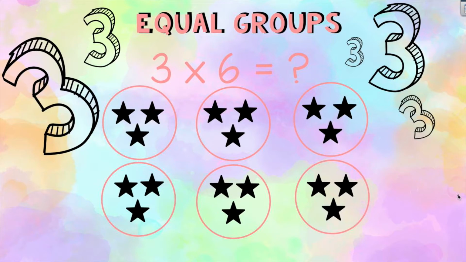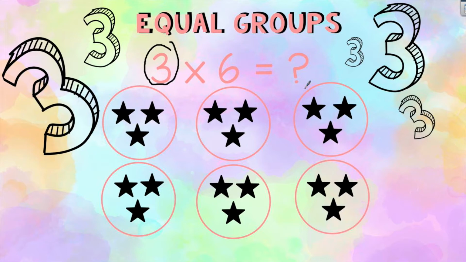All right, guys, the first strategy that we're going to look at today is called equal groups. Our problem is 3 times 6 equals question mark. So I know that there's going to have to be 3 in each group. So a better way for me to visualize this is I put 3 stars into one circle. The circle represents the groups. So I drew 6 circles and I put 3 stars in each circle.